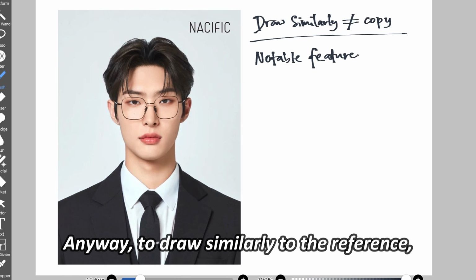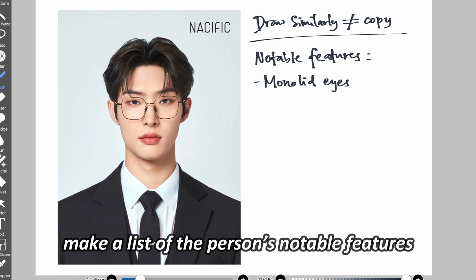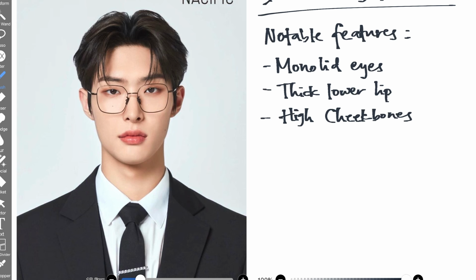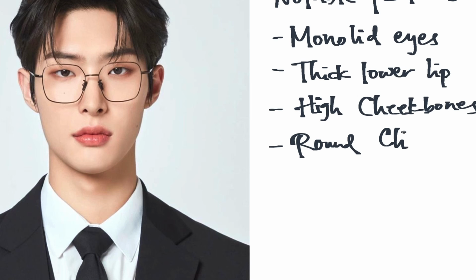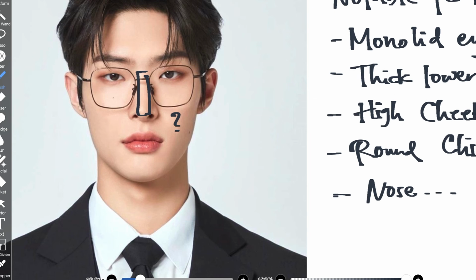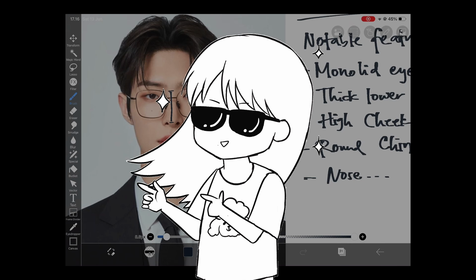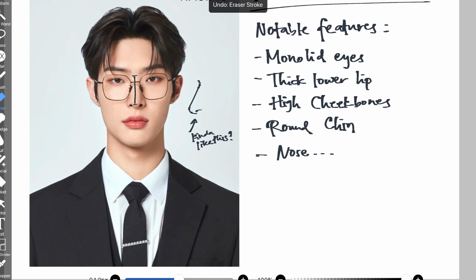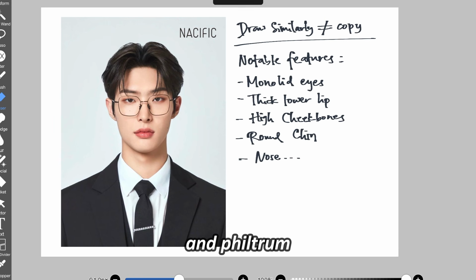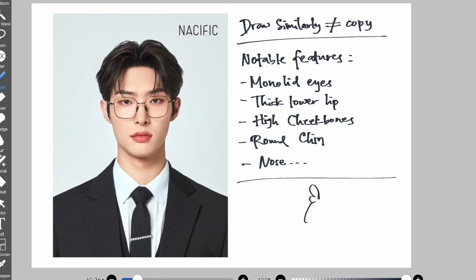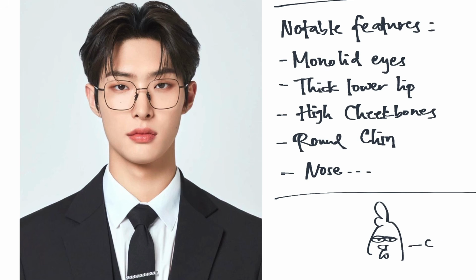Anyway, to draw similarly to the reference, make a list of the person's notable features. In Mingy's case, his notable features are monolid eyes, thick lower lip, high cheekbones, round chin, and also his nose. I don't know what to call this type of nose. He has a long nose bridge. Let me know in the comments what to call his nose. By the way, what you consider notable can be different from mine. For you, maybe it's the eyebrows and philtrum and the sharp eyes, and that's totally fine. It's different from person to person. Usually, I notice more distinguishable features as I draw.